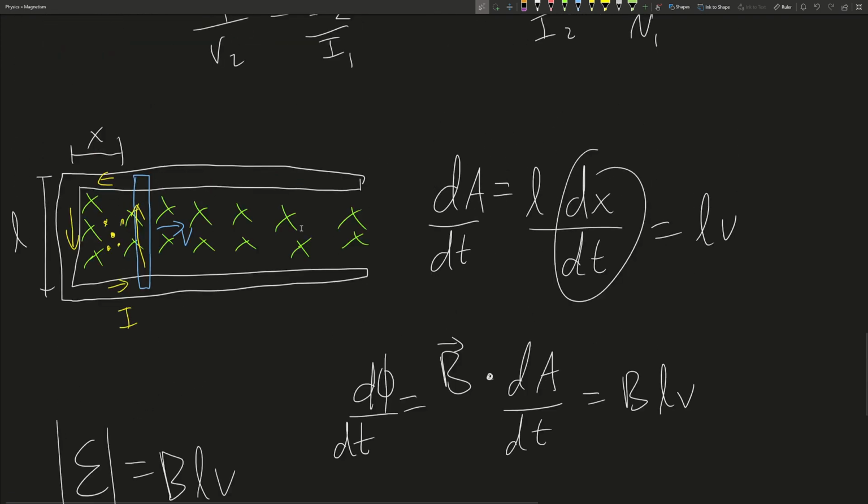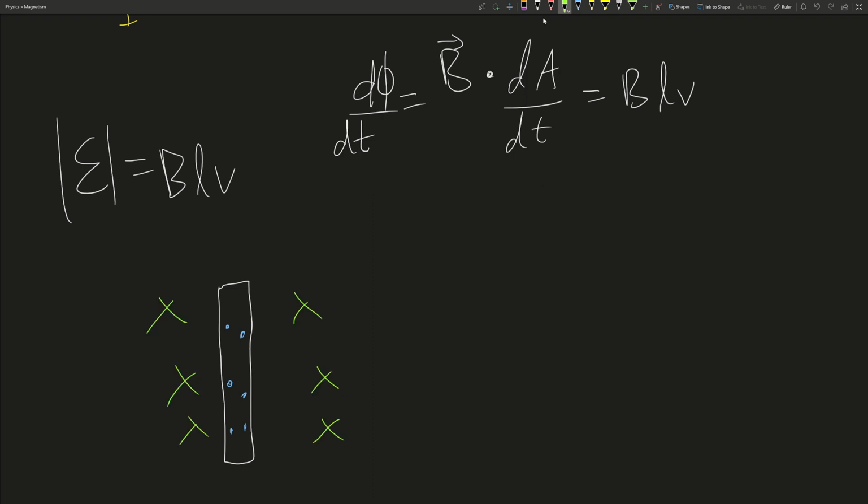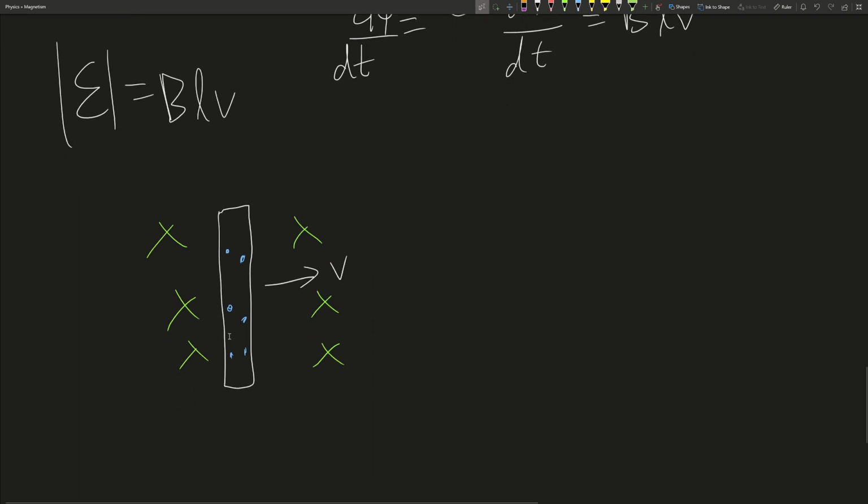Another way we can look at it is if we look at this bar, it is going to have electrons in it. I'll represent these electrons like these dots here. Now, if the magnetic field is going into the page, and this bar is moving with a velocity to the right, that means that each of these electrons is also moving with a velocity to the right.